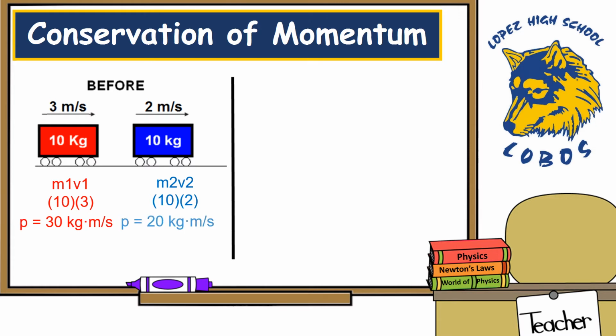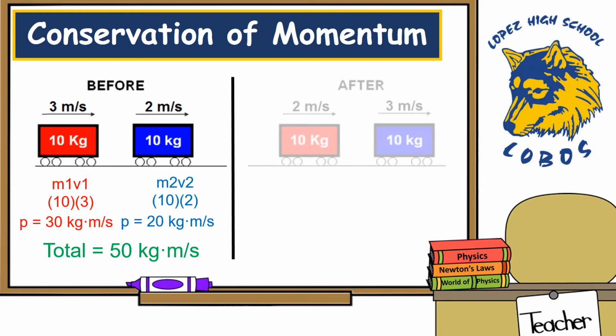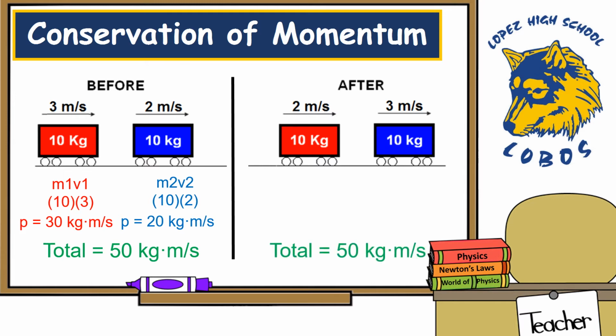Now if I wanted to find out the total momentum between these two cars before they collide, I would simply need to add them up and come up with 50 kilograms times meters per second. Now let's say that these two cars now collide. Then based on the idea that the total momentum is always constant in a system, this means that after the collision, the total momentum would also be 50 kilograms times meters per second.